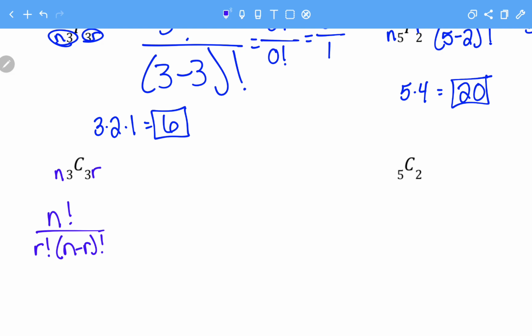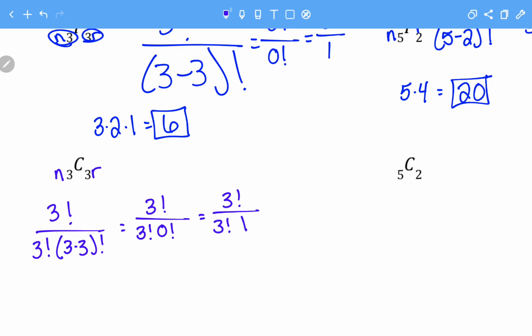Okay, now let's replace what we know. N is 3, so I'm going to take out these n's and put 3. I'm going to take out the r and put 3. And we're going to solve. We do our parentheses first. It's 3 factorial over 3 factorial. And then 3 minus 3 is 0 factorial. Okay, now remember, 0 factorial is just 1.